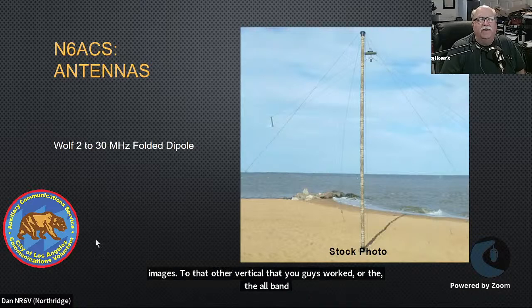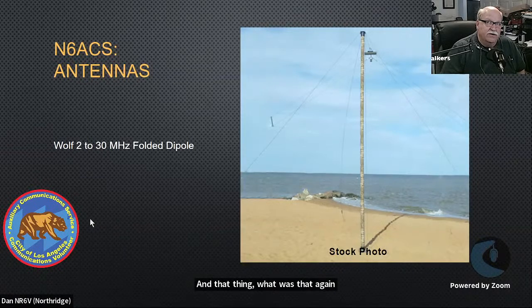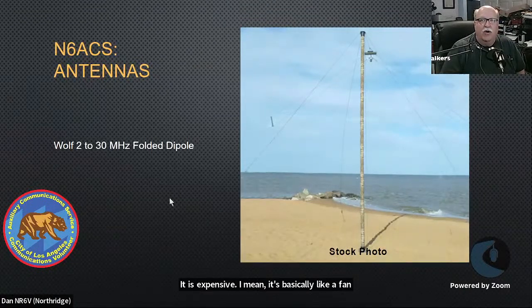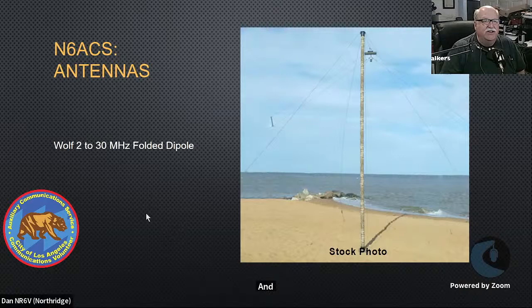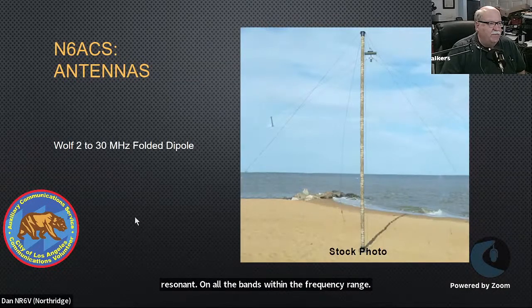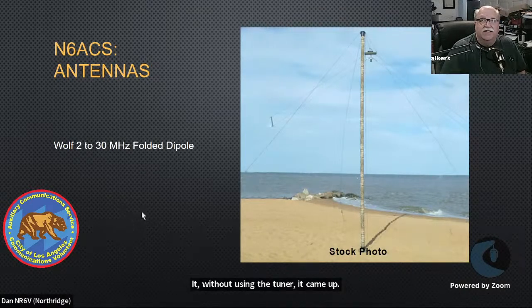It's called a wolf antenna, and it is $2,800. Woo! It is expensive, but it's basically like a fan dipole. It's a folded terminated dipole technically. And like I say, the beauty of it is it is resonant on all the bands within the frequency range. I had it tuned up. I actually didn't have to tune it. Without using the tuner, it came up beautifully on all the bands I worked.